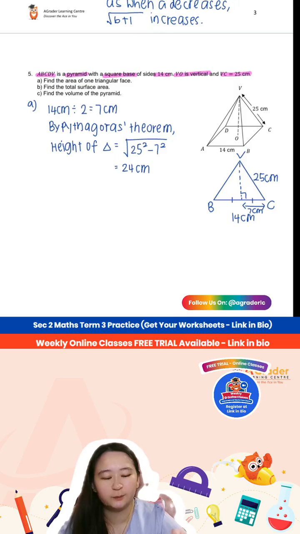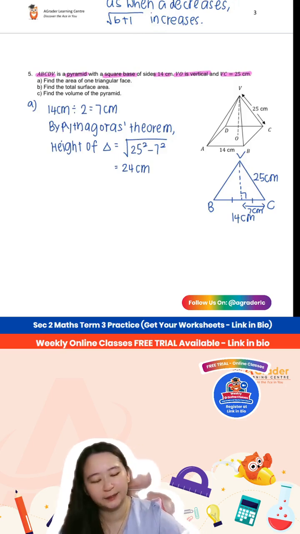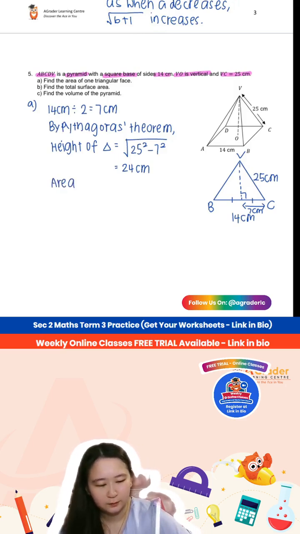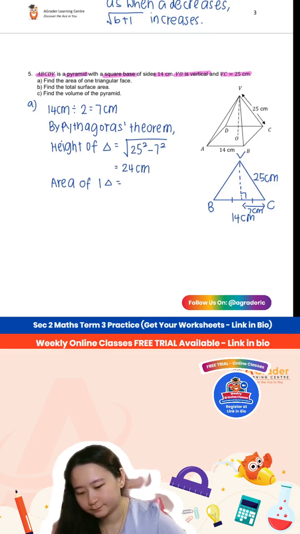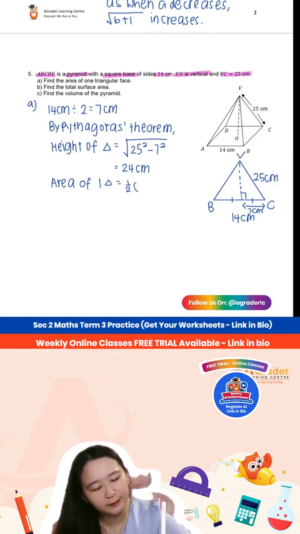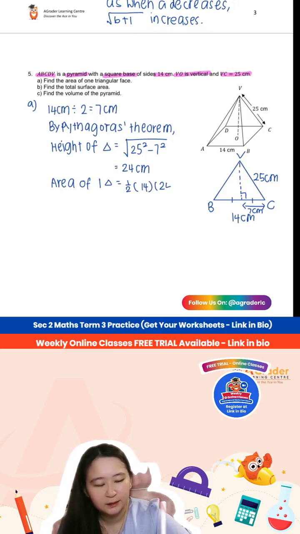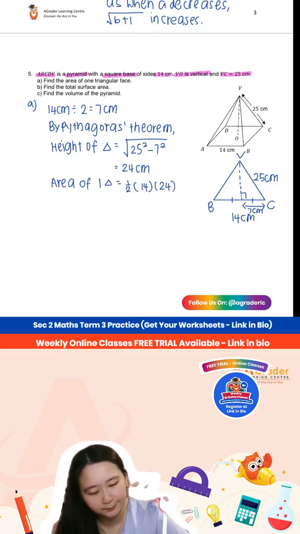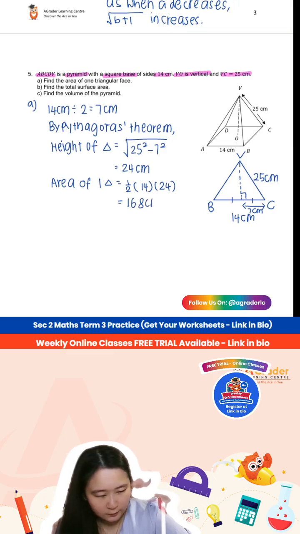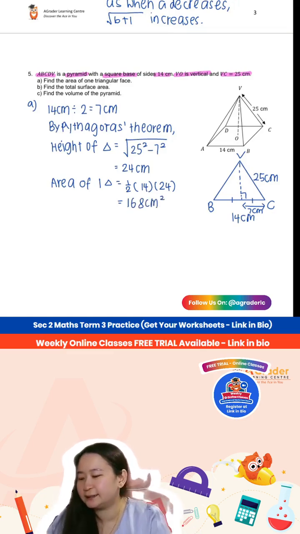Okay, so with this perpendicular height, we can find the area of one triangle face. So half times the base, which is 14 cm, times the height, which is 24 cm, gives 168 cm square.